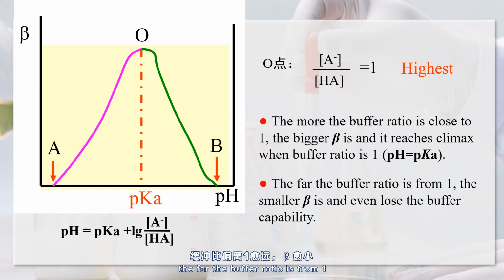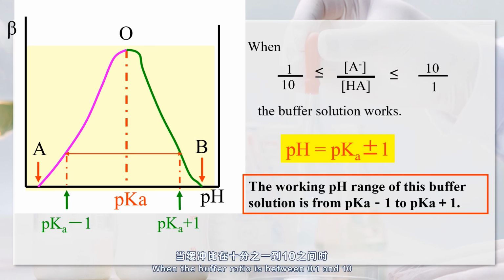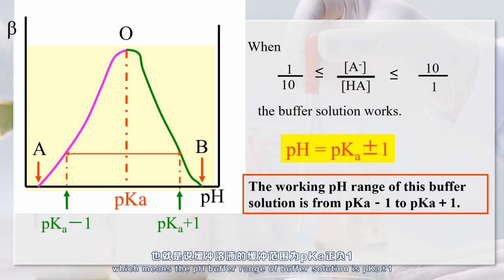Similarly, the farther the buffer ratio is from 1, the smaller beta is, and it may even lose the buffer capability. When the buffer ratio is between 0.1 and 10, the buffer solution possesses a buffer effect, which means the pH buffer range of buffer solution is pKa plus or minus 1.